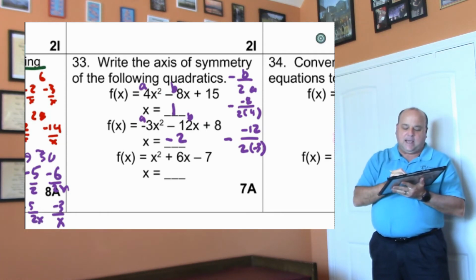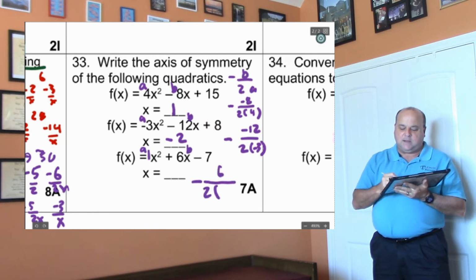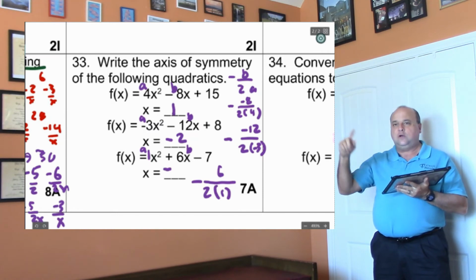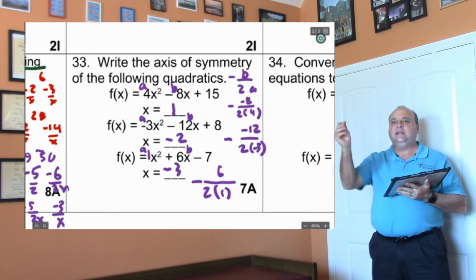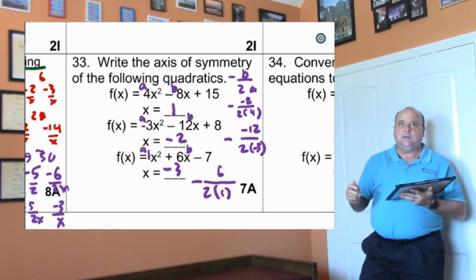On the next one, my a is 1, and my b is 6. So I'm going to draw fraction bar minus. My b is 6, 2 parentheses, my a is 1. There's only one negative, so it's negative. 2 times 1 is 2. 2 goes into 6 3 times. That's the line that cuts the parabola in half. That's what the axis of symmetry is.